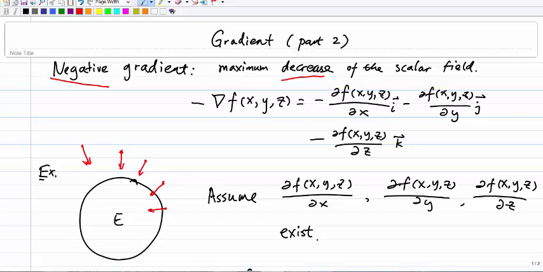Okay, that's pretty straightforward. So the negative gradient means the direction that gives us the maximum decrease of the scalar field. The negative gradient is just the negative of the original one, so you put a negative in front of the partial derivatives for i, j and k. I'll talk about some examples and applications of the negative gradient in a few minutes. Of course, the assumption here is that the partial derivatives exist. If they do not exist, we do not have the gradient.